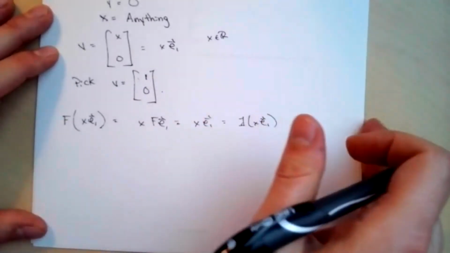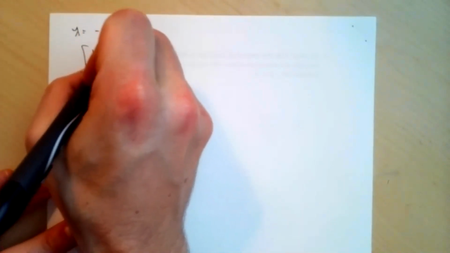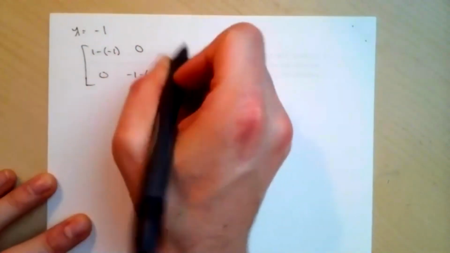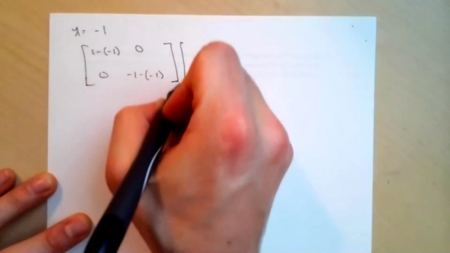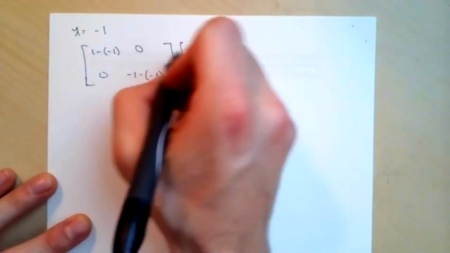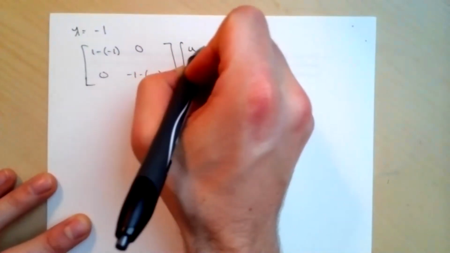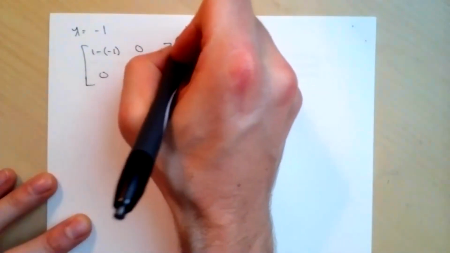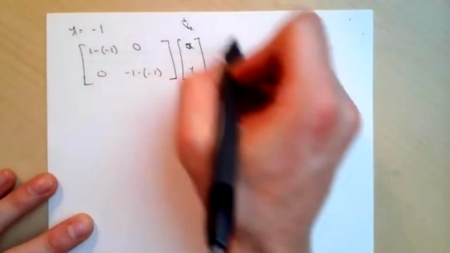Likewise, for lambda equal to -1, we've got our 1 minus -1, minus 1 minus -1, times, we could use x and y again, but let's not use u and v. Let's use s and t. So this is for our second eigenvalue. Maybe we'll call that whole vector v2.